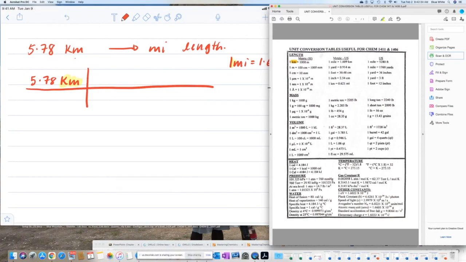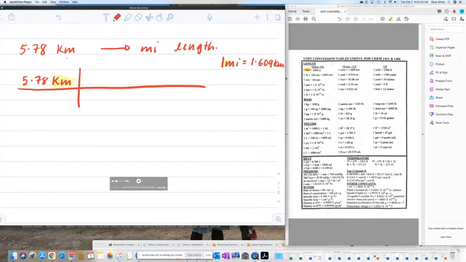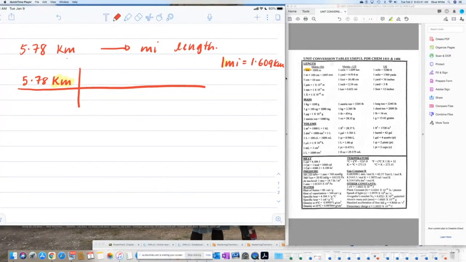Let me scoot this over. I feel like I never have enough space right there. Okay, so I'm going to use my conversion that I wrote, but remember, in the conversion, the kilometer part has to match the kilometer part diagonally. So I'm going to write this number and its unit on the bottom because they have the kilometer unit. So it'll be 1.609 kilometers. Then on top, I will put 1 mile.